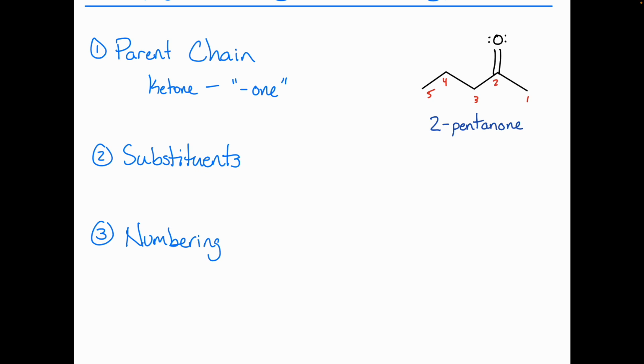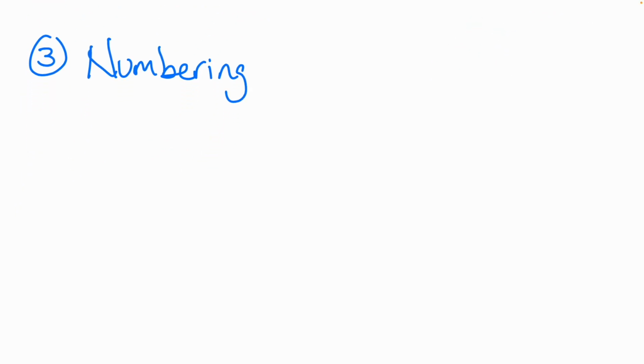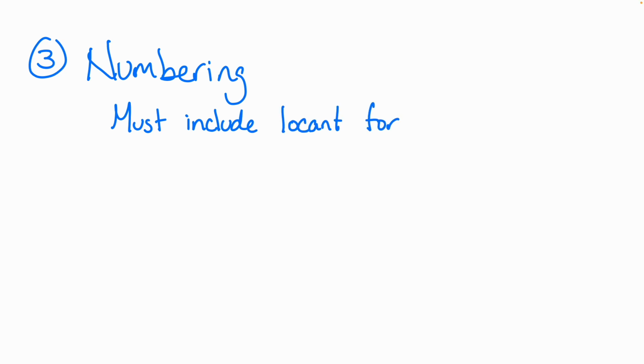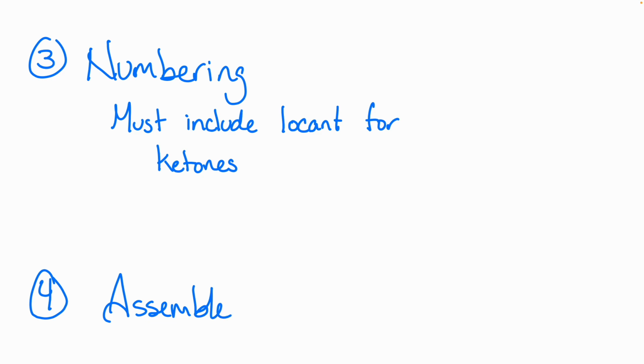All right, so for numbering, we're just going to say we must include the locant for ketones. And then if we had other substituents, we're going to assemble our name just like we always do, and put those substituents in alphabetical order.